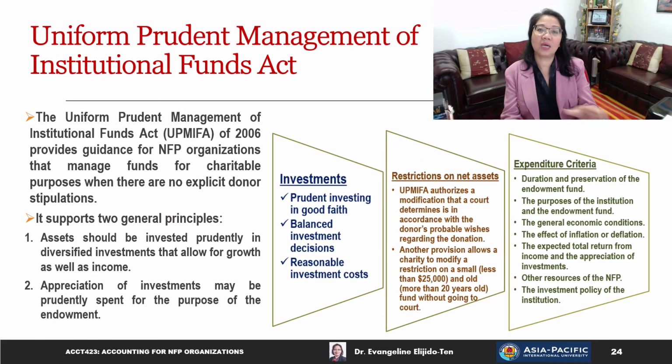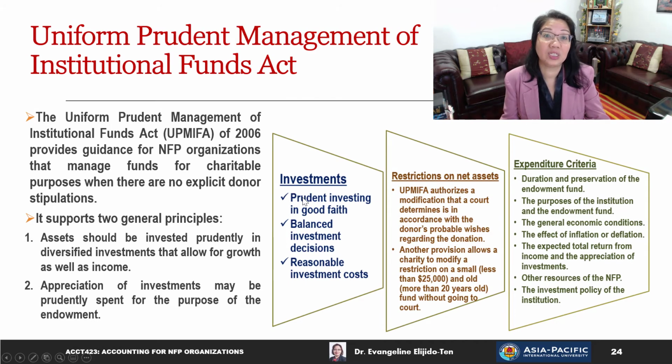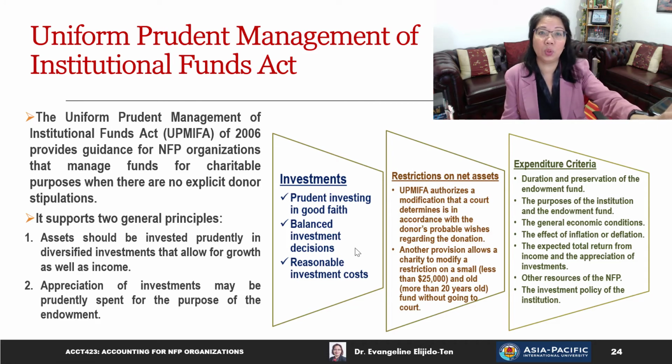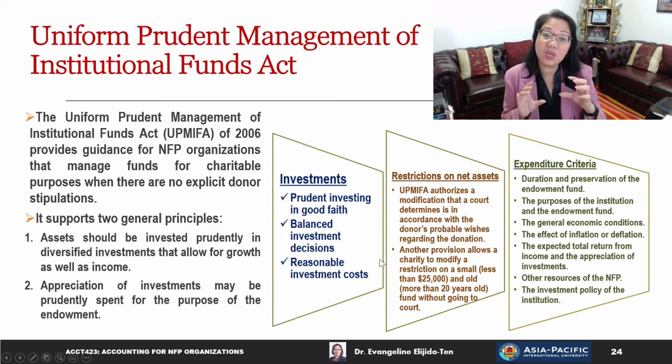Now, this act covers three main areas. The first stipulation is under investments. It states that prudent investing in good faith is required. There must be a balanced investment decision so that you don't just put all your investments in high-risk, high-return investments, and there must be reasonable investment cost. So those are the three requirements under the area of investments.